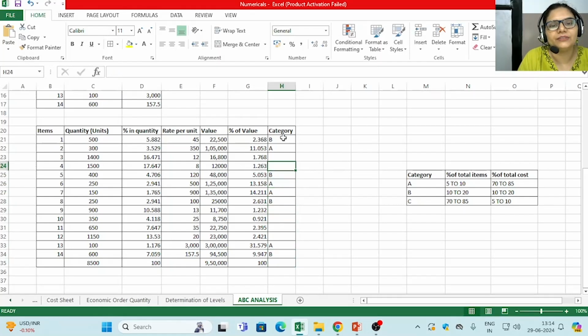Now the remaining items, as you can see, will fall into C category. Going with the concept, they make up 70 to 85% of total items and have very little monetary value. So we can see that item number 3 can fall into this category. Item number 4, item number 9, item number 10 and so on. The remaining items will fall under the category of C items. So B, A, B, A, C, B, A, these are the items which fall into different categories according to their percent of quantity in units and their percent of value.